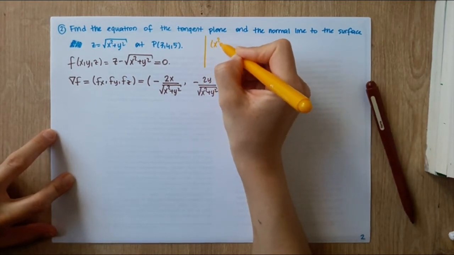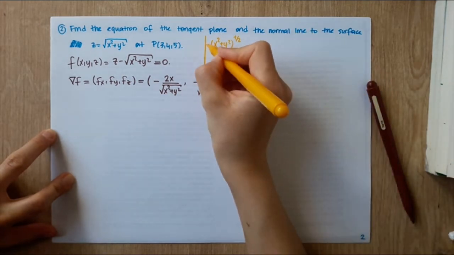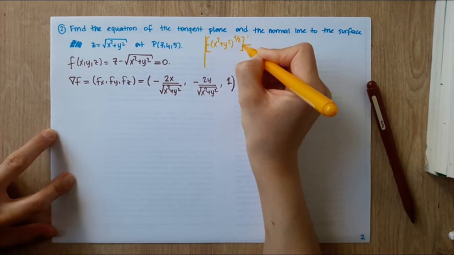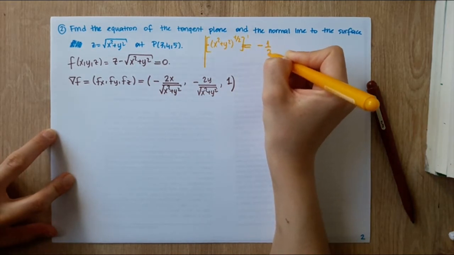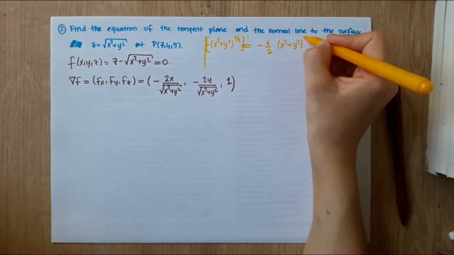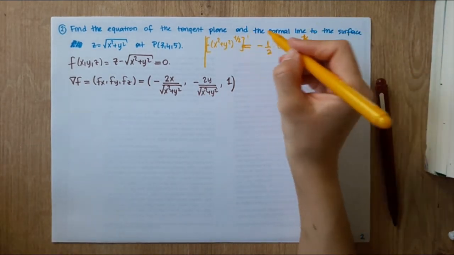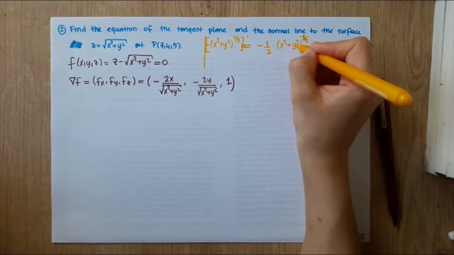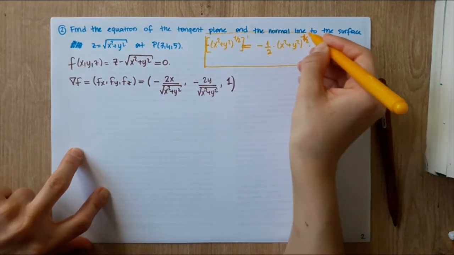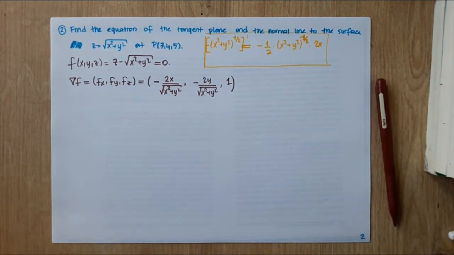Here we have x squared plus y squared to the power 1 over 2. Here we have a minus sign. So the derivative will be minus 1 over 2 times x squared plus y squared to the power of minus 1 over 2, sorry, 1 over 2 minus 1 is minus 1 over 2, times the derivative of the inner term. Okay, so you can get the result using this derivative.